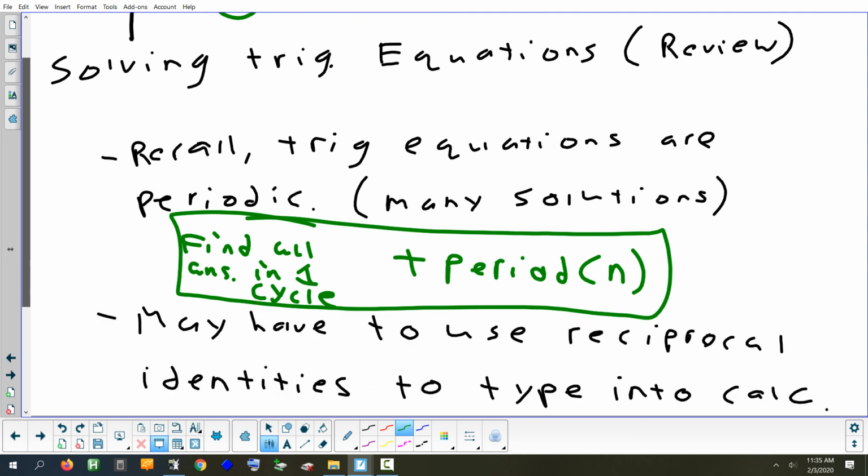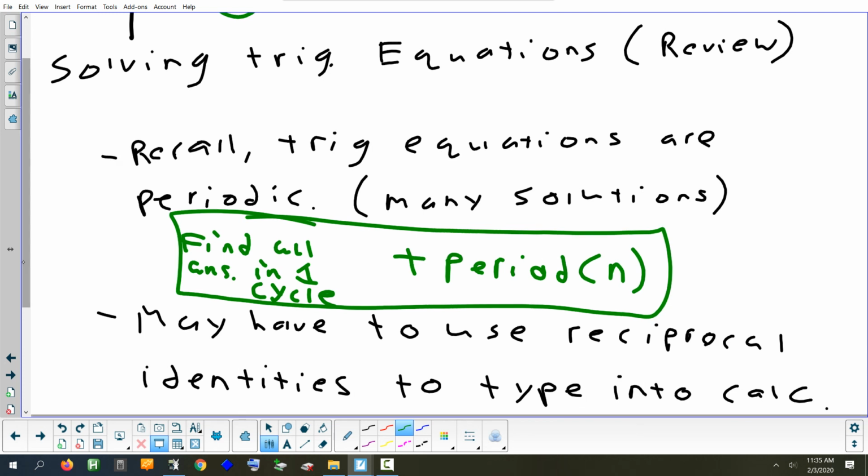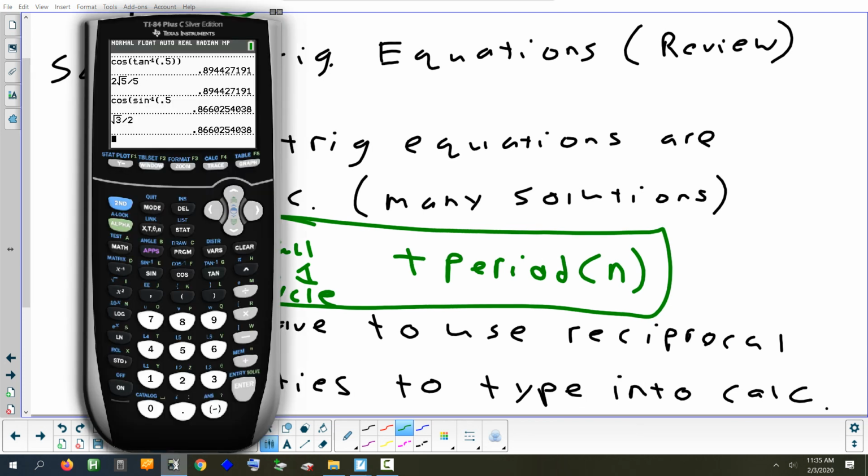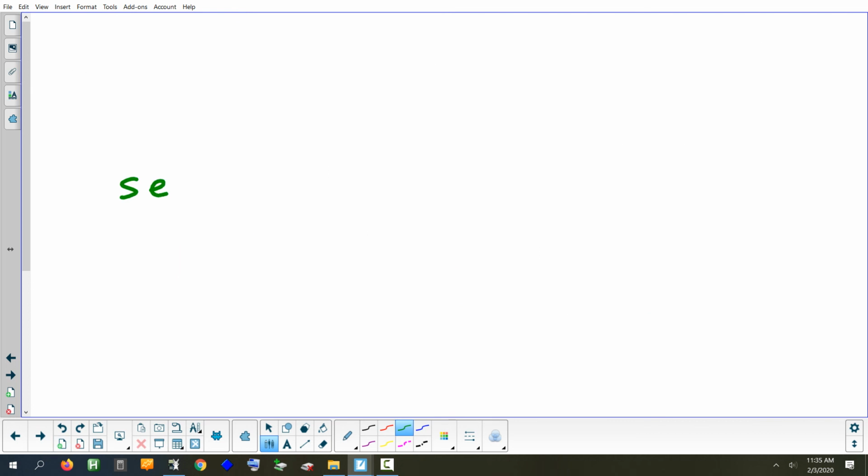If you have a question about secant, cosecant, or cotangent, is there a secant, cosecant, or cotangent button, Sam, on the calculator? No. So, if you had to type in secant, you're going to have to type it in by taking the cosine and flipping it. If you want to type in cosecant, you're going to have to flip the sine. If you want to type in cotangent, you're going to have to flip the tangent. Okay.